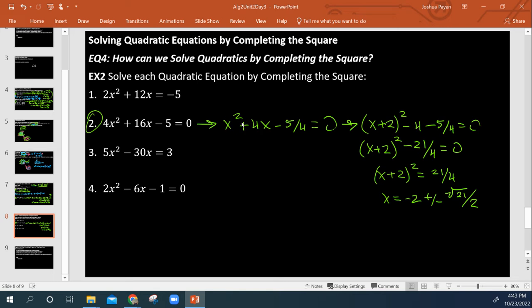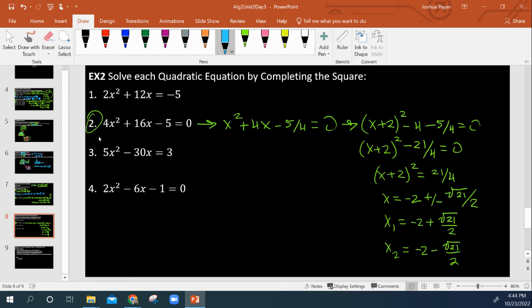Okay, and I can't simplify that any further. So I can leave it like that, or I can get specific and say, one of the solutions is negative 2 plus square root of 21 over 2. And the other solution is negative 2 minus the square root of 21 all over 2. Okay, either one of those would suffice.